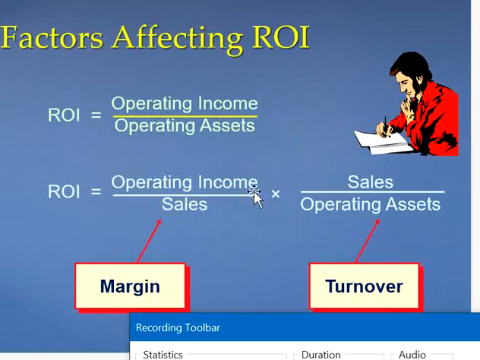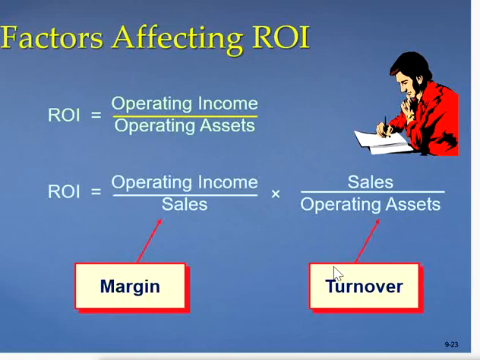It is operating income over sales times sales over operating assets. This one is operating margin, we call it, and this is the asset turnover, right? How we use assets in terms of sales. So this one will basically help us to see how we can improve the ratio.